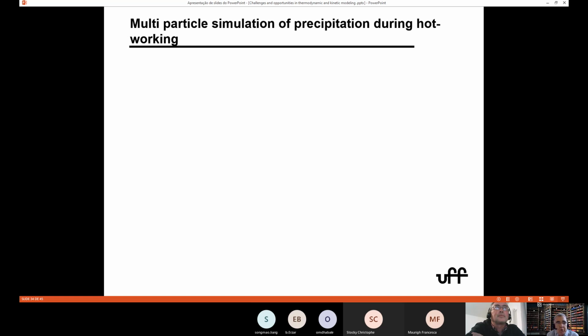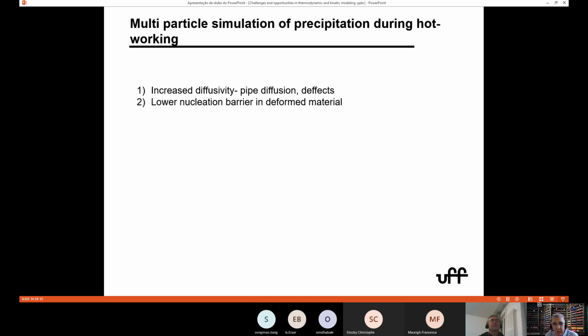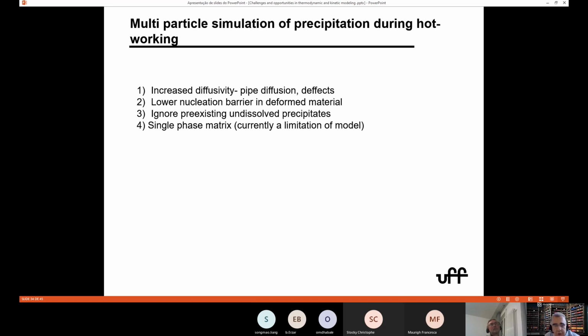Now, what can we do in multi-particle simulation then? If you want to do deformed austenite, which is what we all want to do, you have to consider that the diffusivity is going to be increased because you have a lot of dislocations. Somehow the nucleation barrier is going to be lower because the material is deformed. The model is not good enough to consider that you may have heterogeneous nucleation on other particles, and I cannot do interface precipitation yet. So I have to do it in austenite.